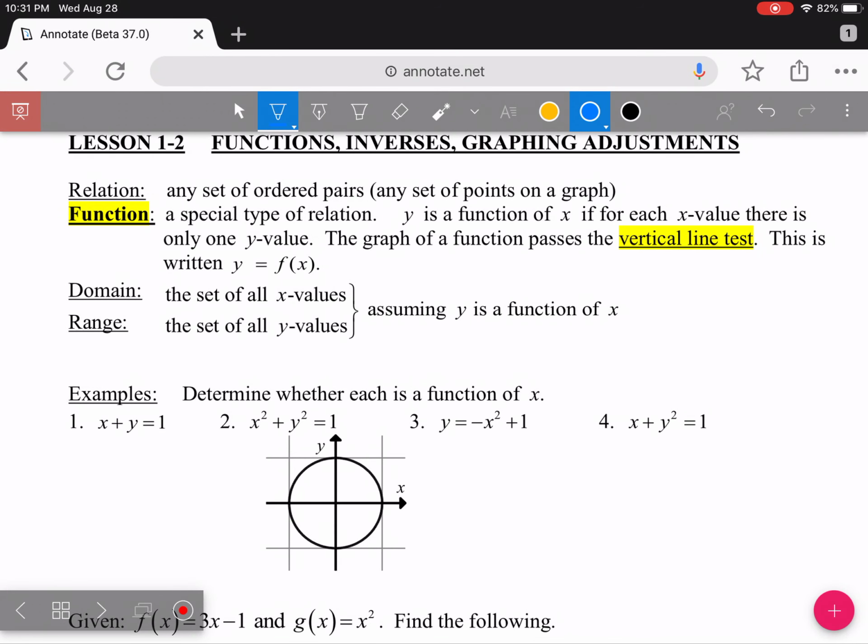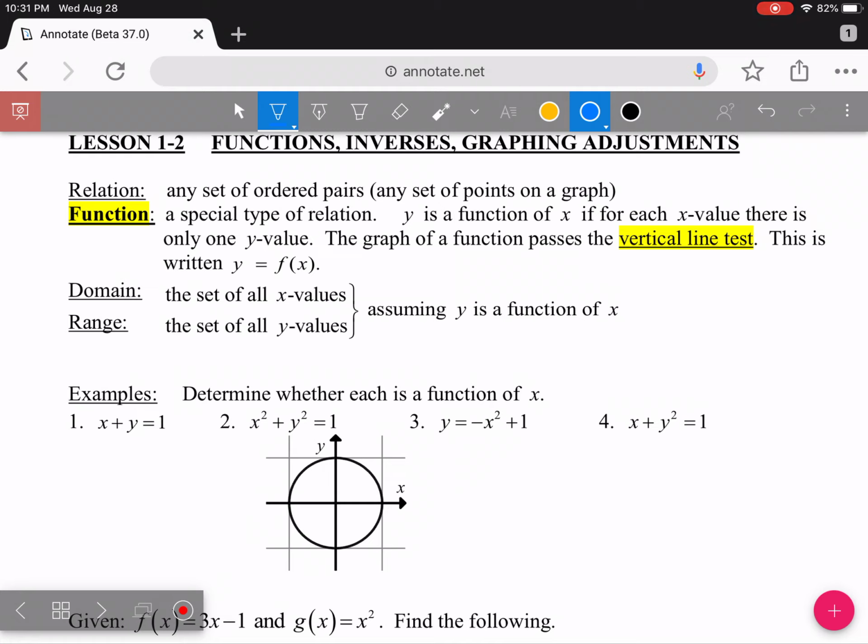All right, we're talking functions and relations today. So a relation is basically any set of points that you can put on a graph. Like a finite set of points, where you just have a certain number of points, or an infinite set of points, like where you have a line or a circle or a shape of any sort. Those are all going to be relations.